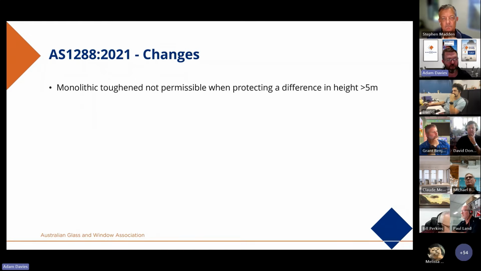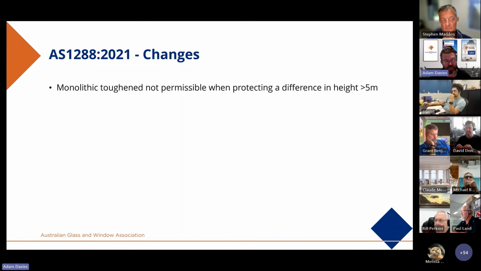So first and foremost, monolithic toughened products are not permissible in any barrier type when they're protecting a height greater than 5 metres. I will answer a very specific question around that 5 metre rule a little bit later, but basically saying as soon as you go to a height, difference in height, protecting a difference in height greater than 5 metres, monolithic products cannot be used.